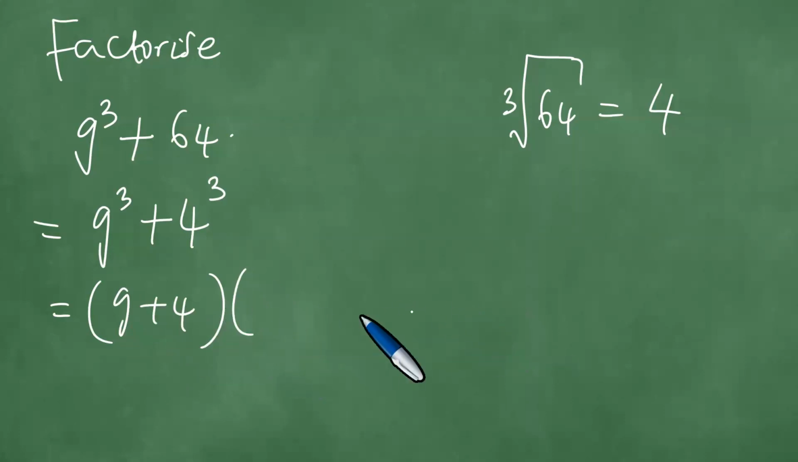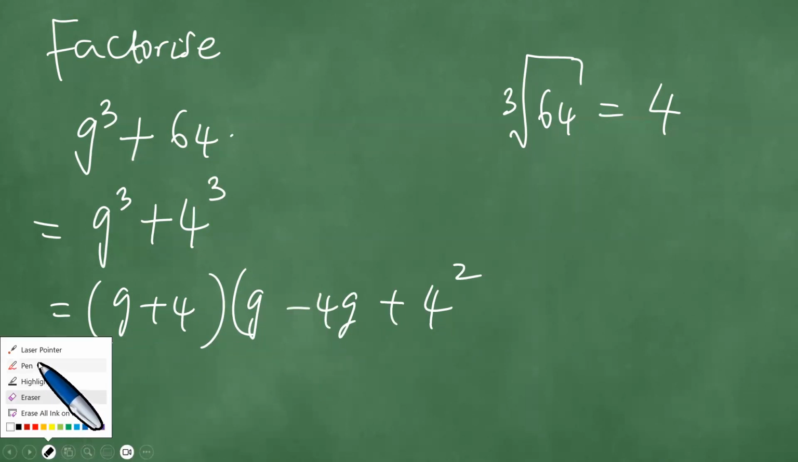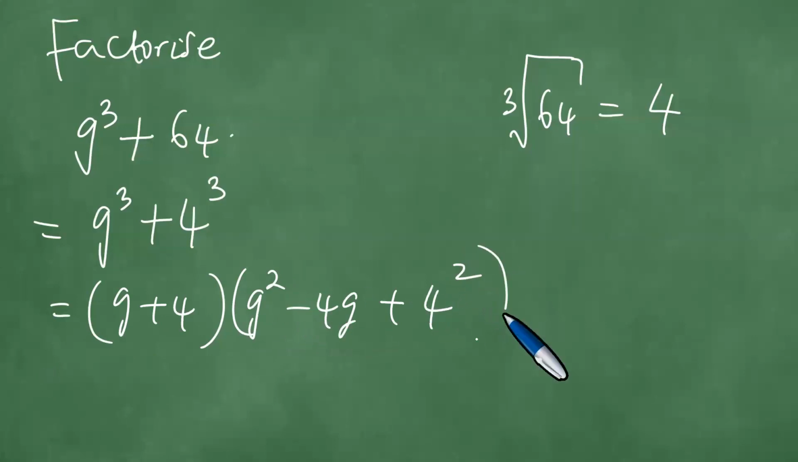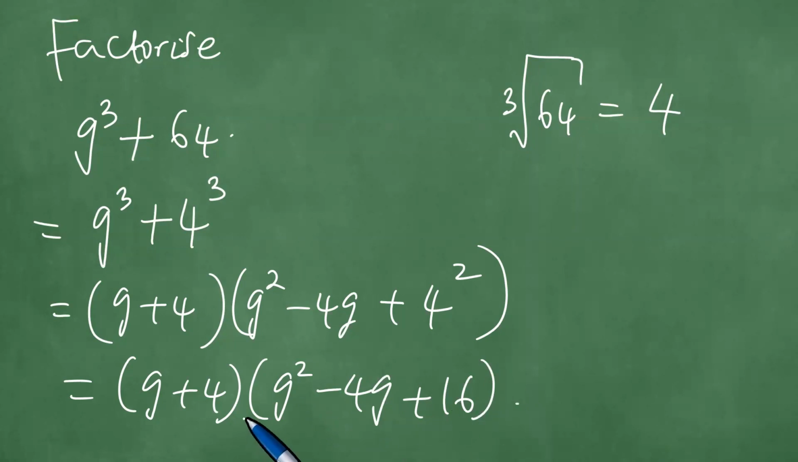What do we write here, Leander? G squared minus 4G plus 4 squared. Okay, this is square here, please. So this is going to be exactly G plus 4 into G squared minus 4G plus 16. Okay, let's get the next one. Any question here? Do you understand everything, please? Any question, ask. Any question? No. No question.